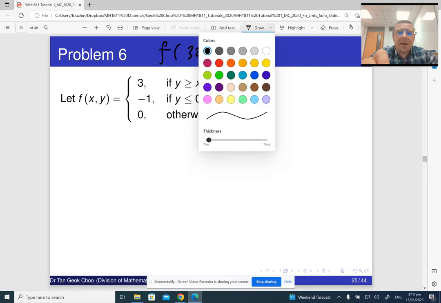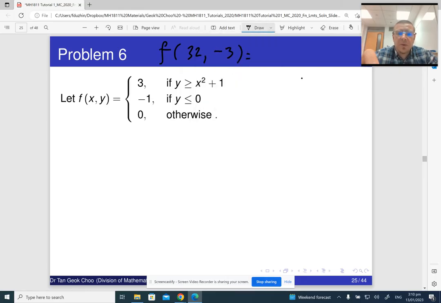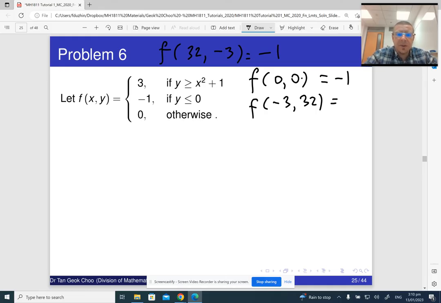Basically, just like that, you can compute the value of the function at any point, right? So here it's negative 1. If you want to compute f of (0, 0), then it's also going to be negative 1 because it satisfies the second condition. Say f of (-3, 32). Here x is negative 3, so negative 3 squared is 9, plus 1 is 10. It's still less than 32, so we are in the first case, and it's going to be 3.